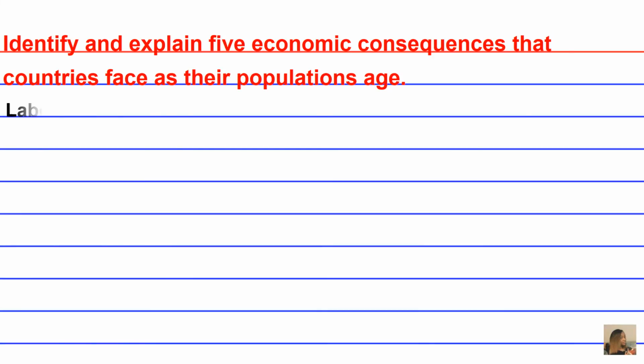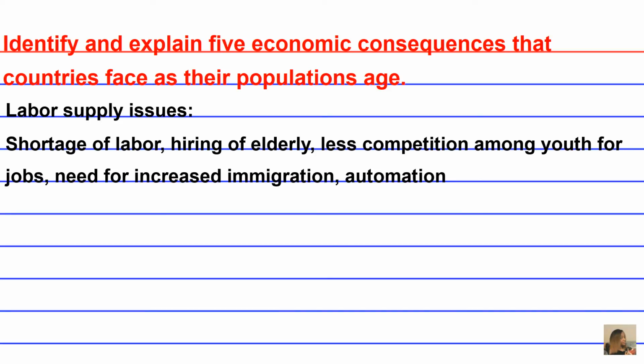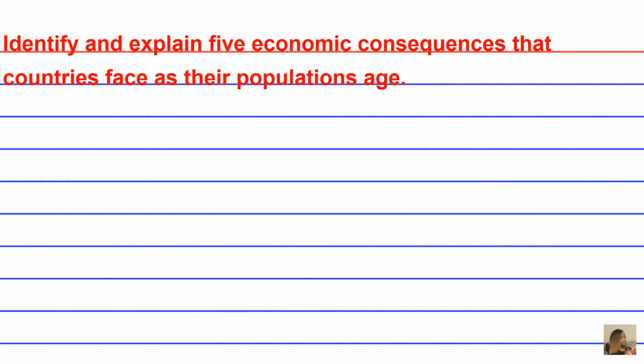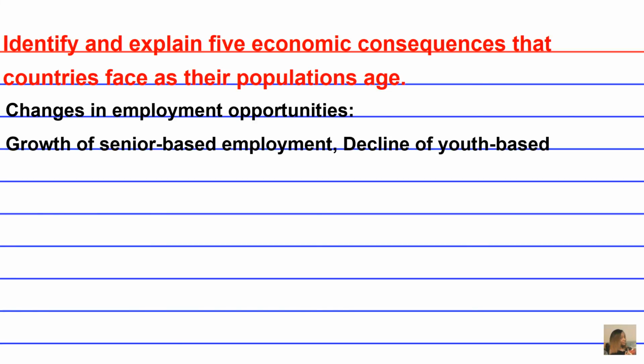Another economic consequence is, all right, the fourth economic consequence is changes in employment opportunities, and I'll give you a moment to ponder over this. So there's a growth of senior-based employment and a decline of youth-based employment. So obviously, employment is going to be geared toward seniors rather than youth.